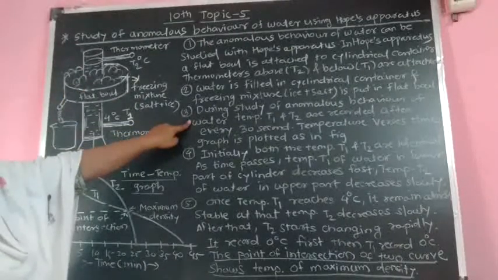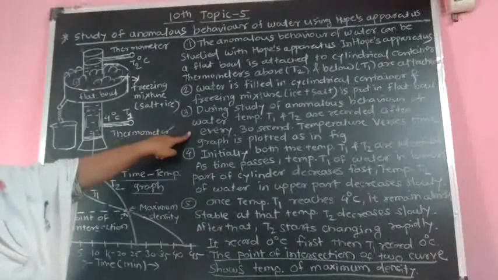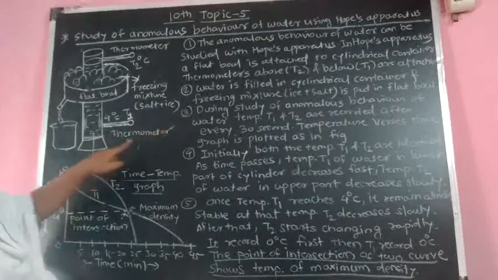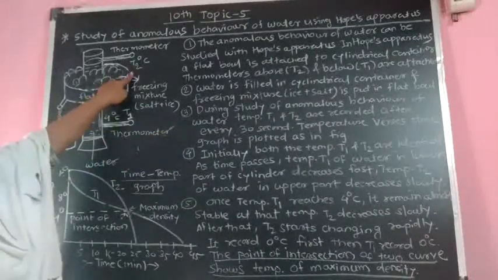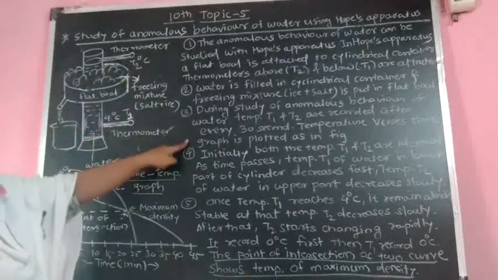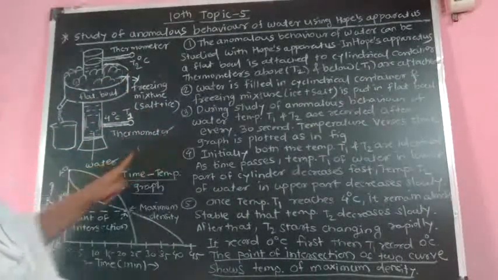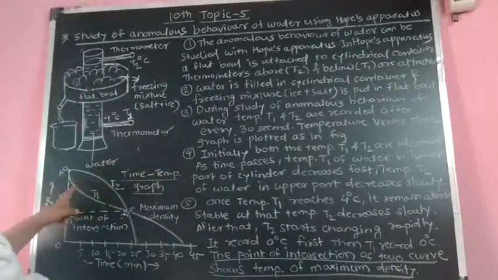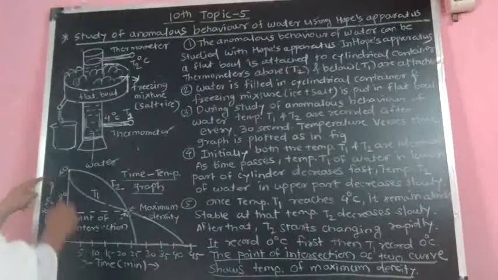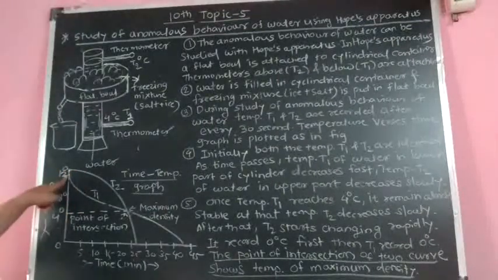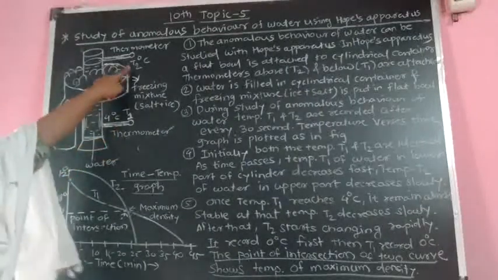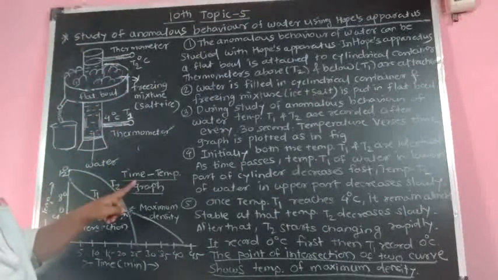Then during the study of anomalous behavior of water, temperatures T1 and T2 are recorded after every 30 seconds. That is, we have to record the temperature in T1 and T2 after every 30 seconds. And we have to plot the graph of temperature versus time as shown in the figure. Initially, from the graph, both temperatures T1 and T2 are at the same temperature. You can see at 12 degrees Celsius, both T1 and T2 are at the same temperature.